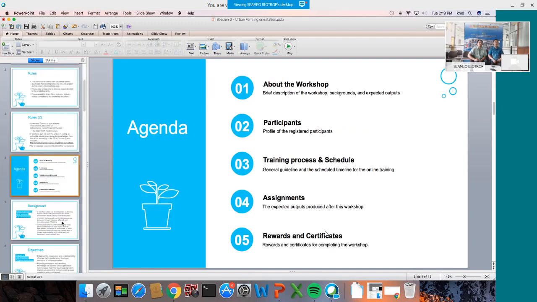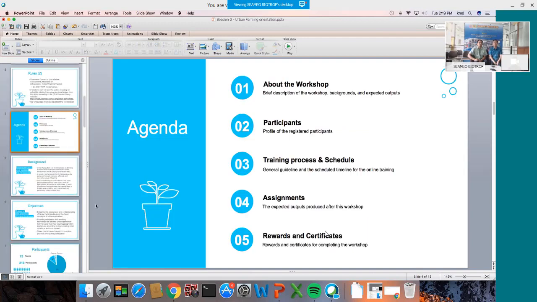Next slide. As far as the agenda about the workshop, this will be the content of the PowerPoint that I'm giving right now. I just give you part of it, the overview or orientation, and then I will give you the profile of the participants, how we go through the process of the training, and also the schedule, so you will know when to be accessing us again. And of course, in the past two online courses that we have conducted, we always require participants to have outputs, and we will tell you about that later on. Plus, this is the exciting part. After you have produced your outputs, we will be judging the best outputs, and we will be giving you some rewards.